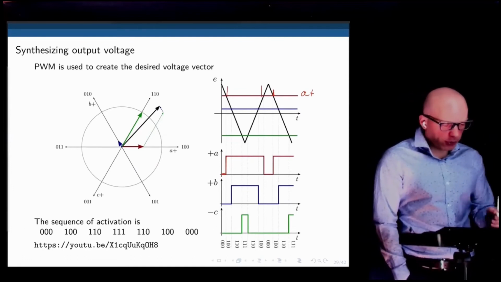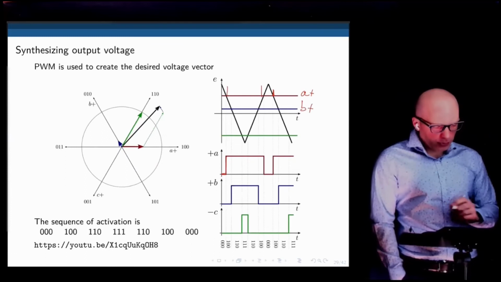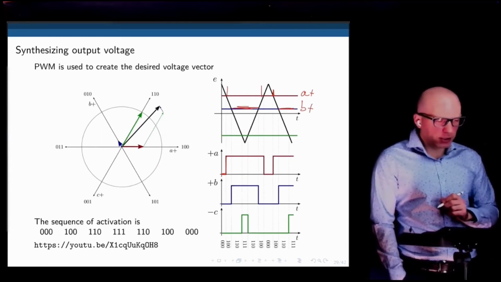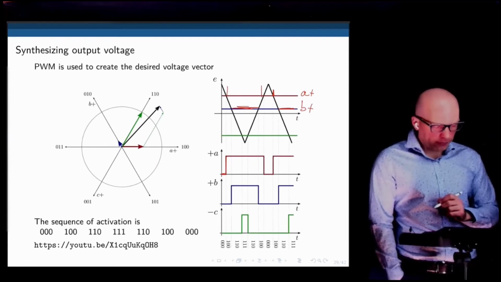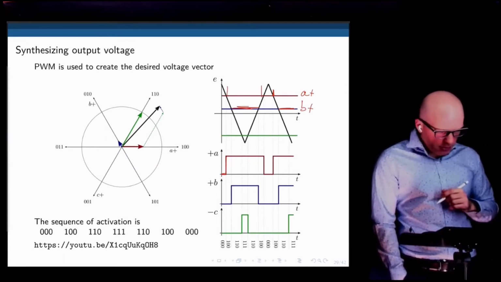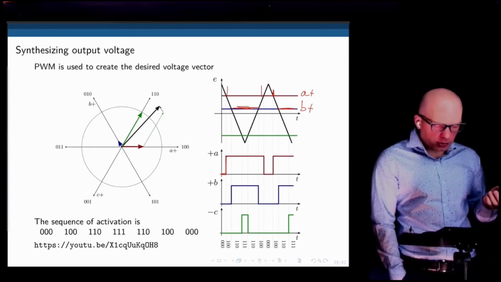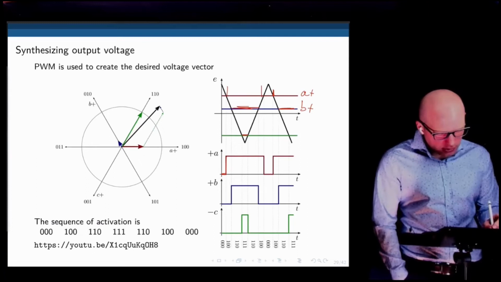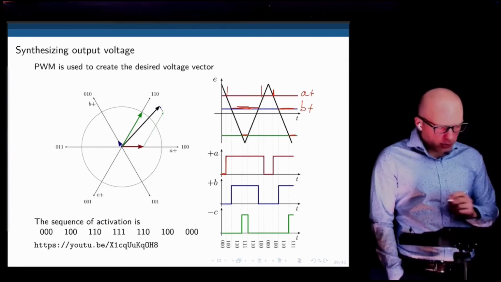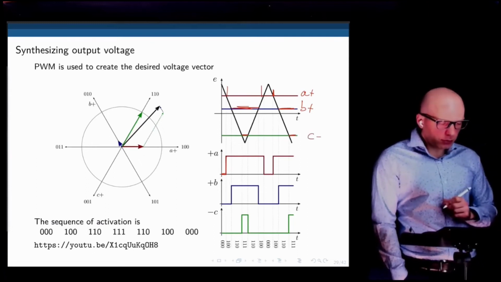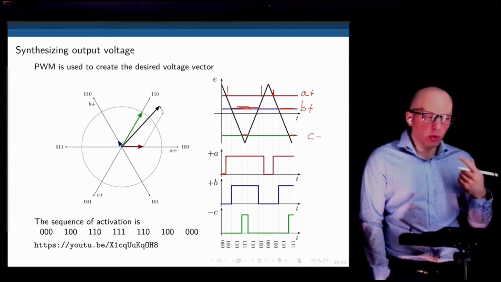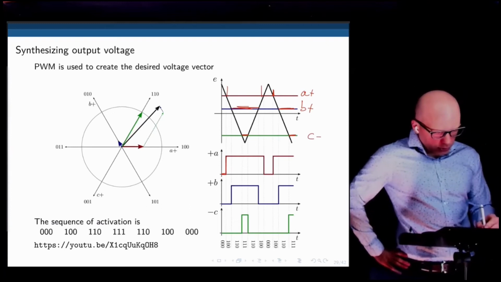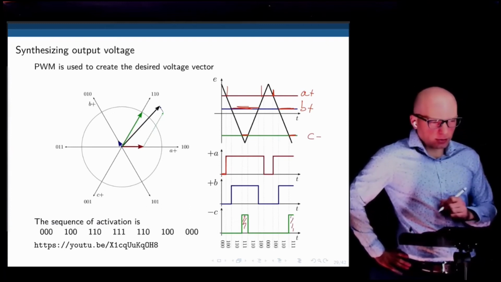We can do the same for B plus, only during this part of the period here, and that part, B plus is on, otherwise it's off. And we can also do C minus. We are looking at the magnitude, the sign also matters, and you see that only during this portion here, C minus is greater than the carrier signal. So we only switch on for this short amount of time here.